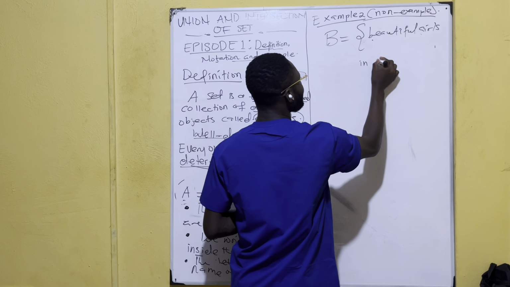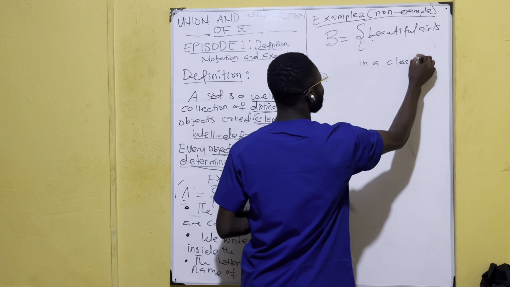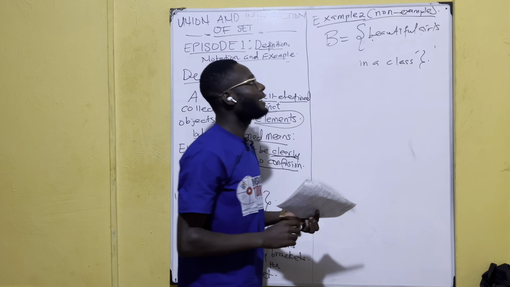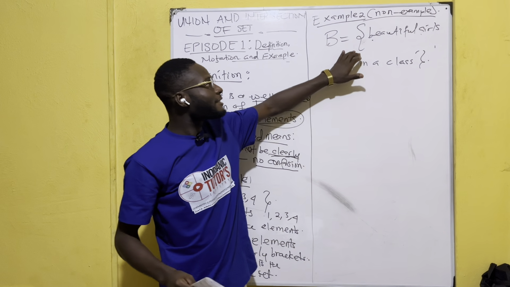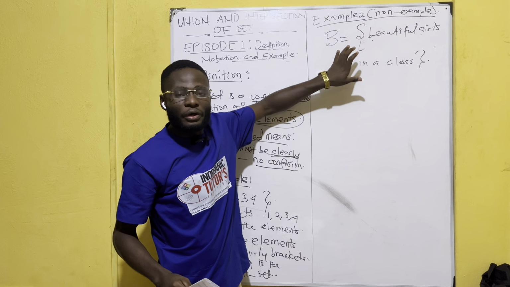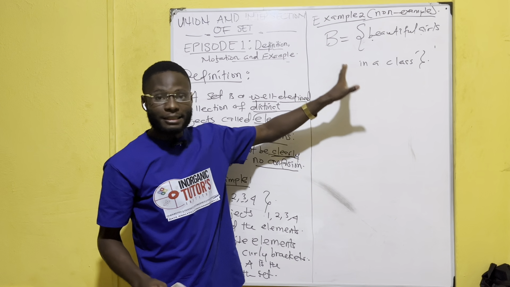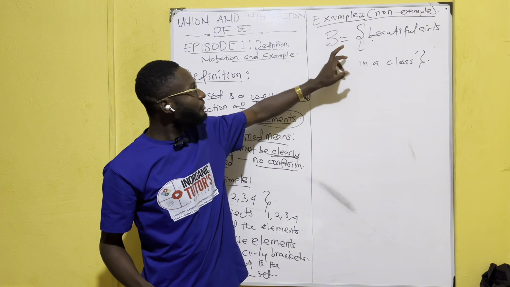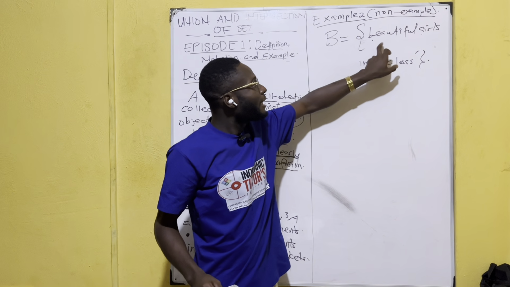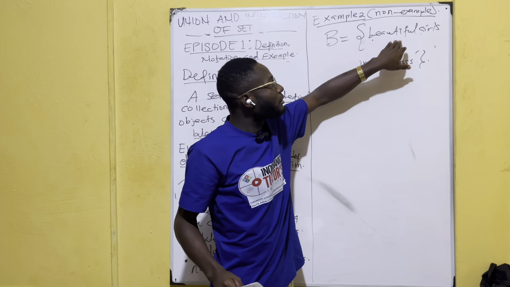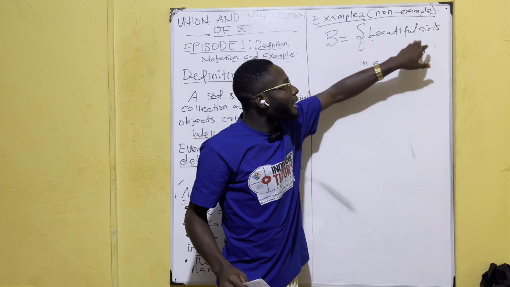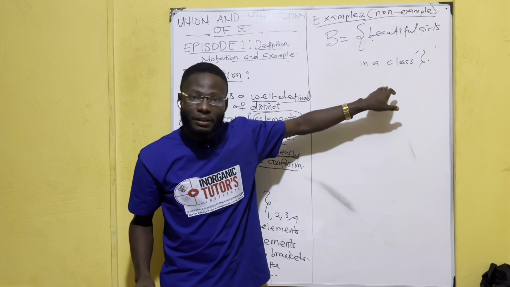B equals beautiful girls in a class. All right, so this is a non-set or non-example of what? A set. It's not a set at all. If you have something like B equals curly bracket, beautiful girls in a class, this is not a set.